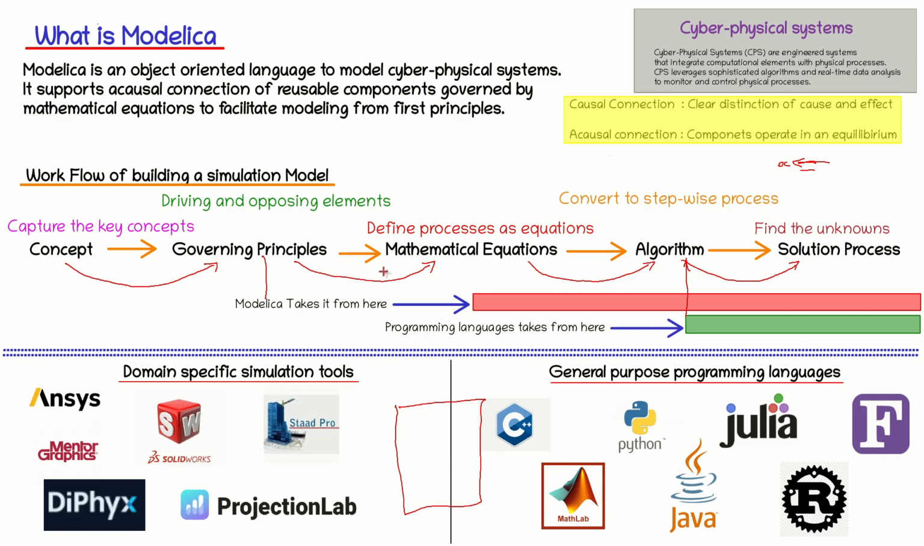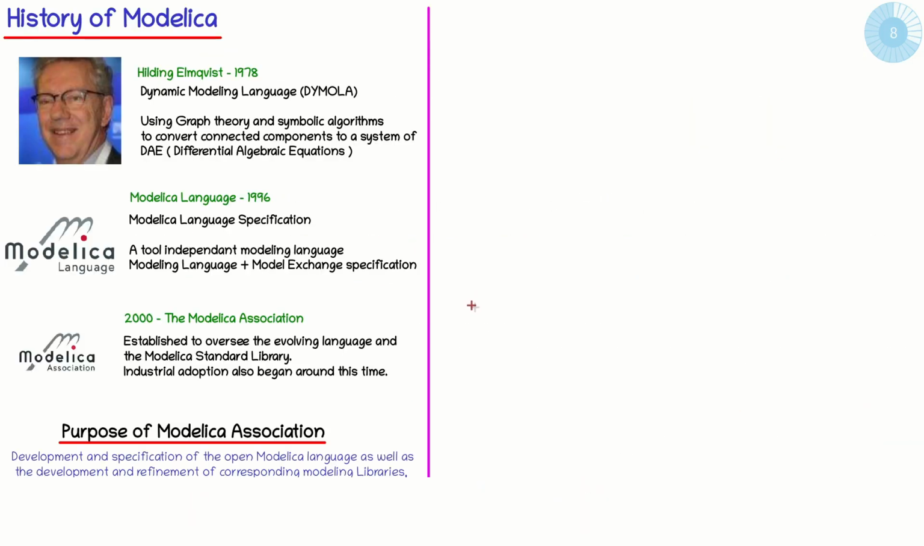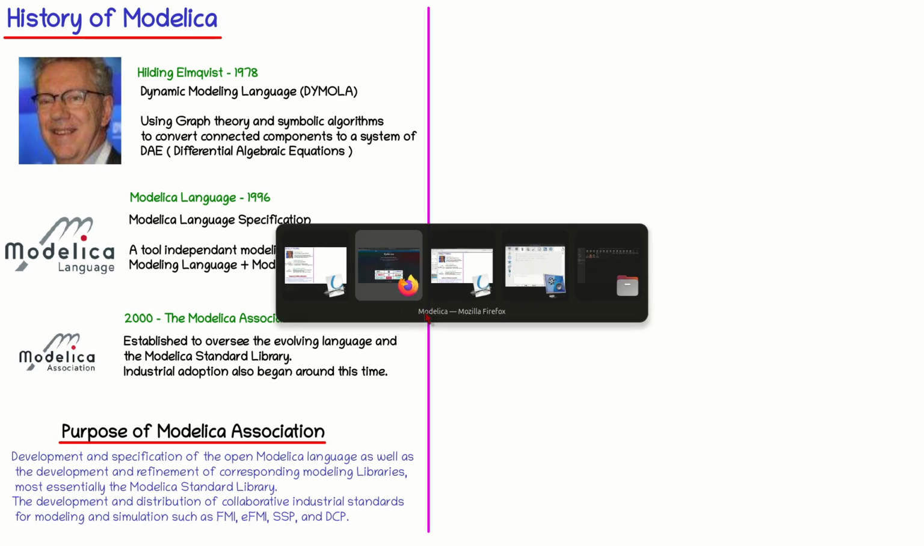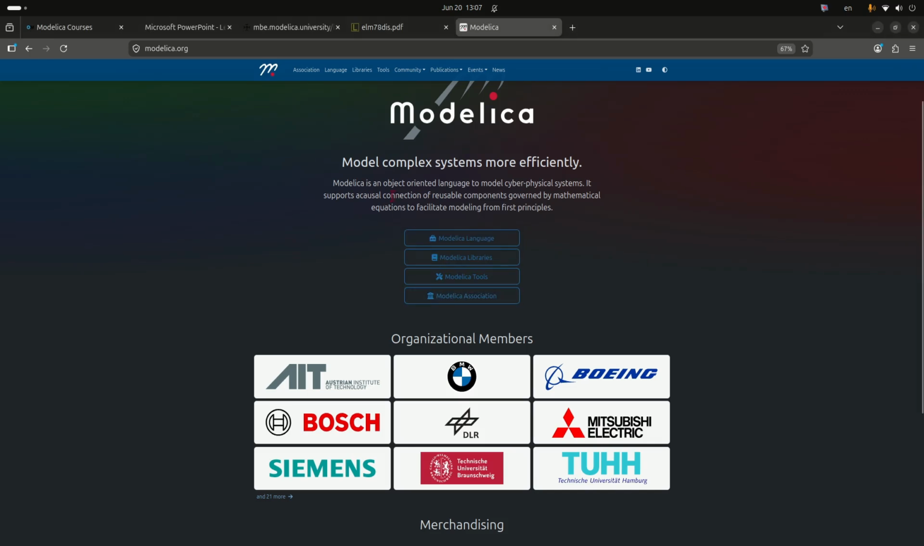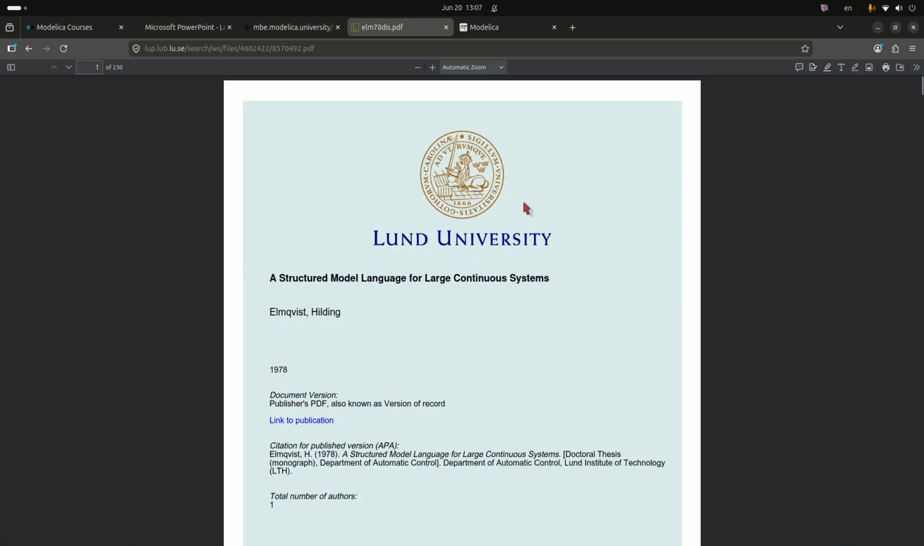Now, before diving deep into this process, I want to acknowledge the historical significance of Modelica and how it was introduced and how it evolved into what it is today. The concept of a dynamic modeling language was introduced first by Dr. Hilding Elmqvist in 1978 as part of his doctoral thesis. If you're a curious reader, you can find the thesis on the Lund University website or from Wikipedia.